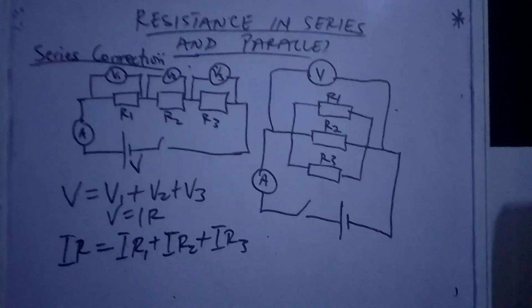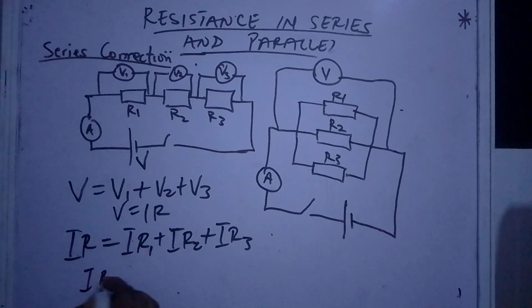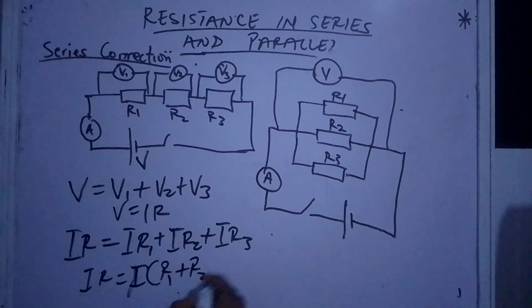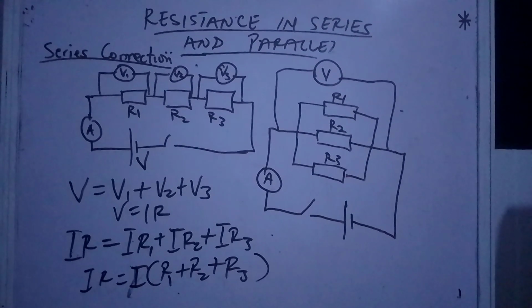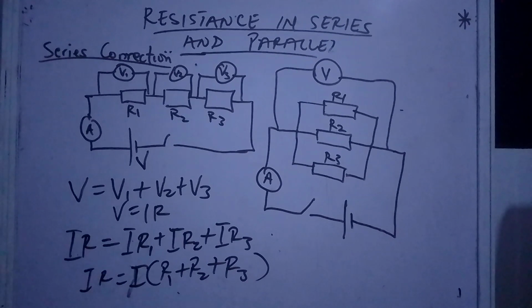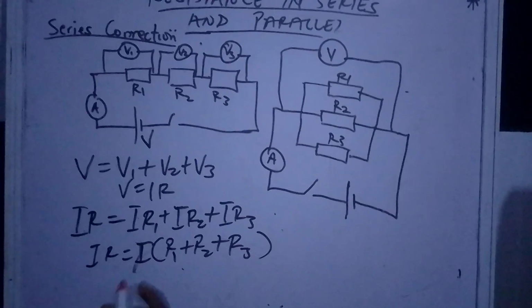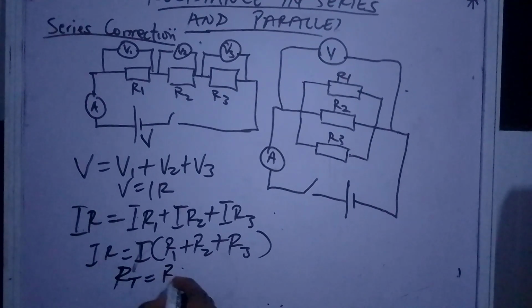If we factorize with I, we are going to have I into bracket R1 plus R2 plus R3. So let's divide both sides by I. We are going to have our final formula, which is: the total R is going to be R1 plus R2 plus R3.